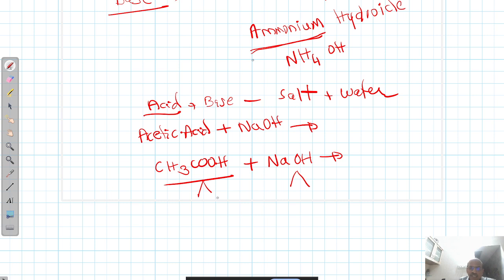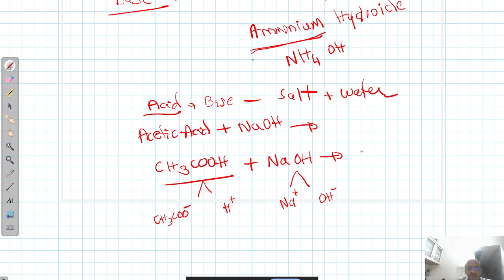Which are the ions this will give? Definitely it has to give one hydrogen plus ion, because acid will always give one hydrogen ion. Once it gives one hydrogen ion, the remaining CH3COO will be a negative ion. Here the base also is an ionic compound, so it gives one metallic positive ion, that is a sodium ion, and an OH negative ion, that is a hydroxyl negative ion. Now they will replace each other.